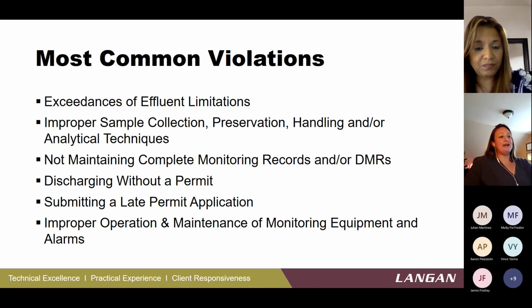Not maintaining complete monitoring records or DMRs, right? This is where, again, in your O&M plan, if you're supposed to keep something, you've got to keep it. If you're not going to, or it's not practical, then let's write it out.